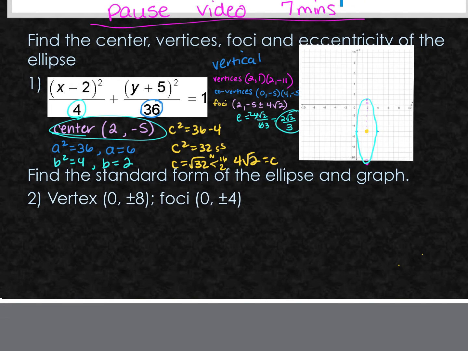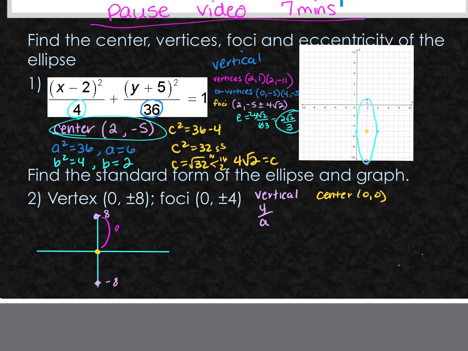All right, number 2 says find the standard form of the ellipse and graph: vertices at 0, plus and minus 8, foci at 0, plus and minus 4. Okay, so let's just think about, without a coordinate grid, what this would look like. Vertices at 0, plus and minus 8. That means I don't move left or right at all, but I go up 8 and I go down 8, and those are my vertices. So already before I even get to the foci, I should know this is vertical, which means the Y gets the A. I should know the halfway point is my center, which is (0, 0). And the A is the distance from that center to the vertex, so A is 8.